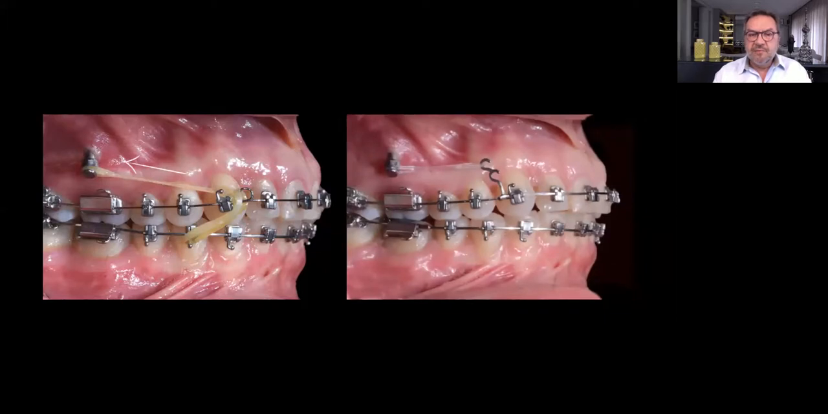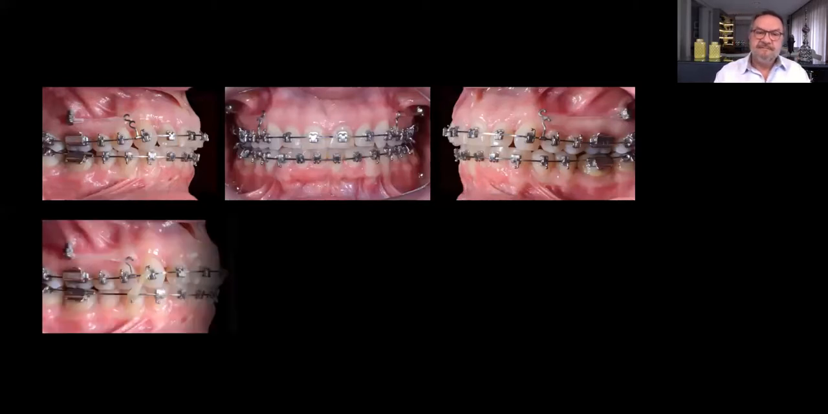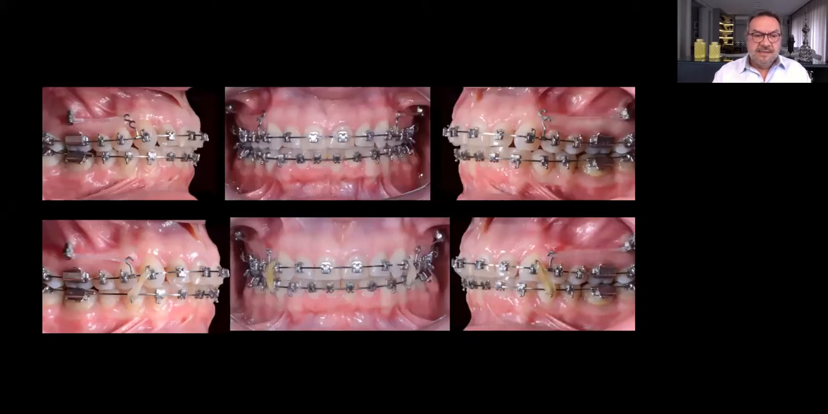And now, without wearing any elastics, just horizontal elastics with a horizontal vector of force. This way it's easier for the patient, okay? But I prefer the other way because we can achieve good embracement in the anterior teeth. Like this, I've changed it. I put the hook in the mesial of the first premolar now, with short class two elastics.